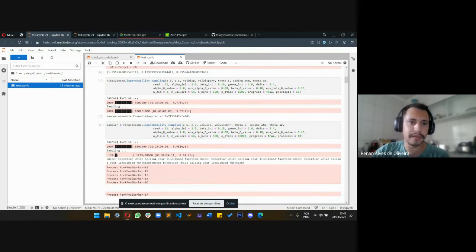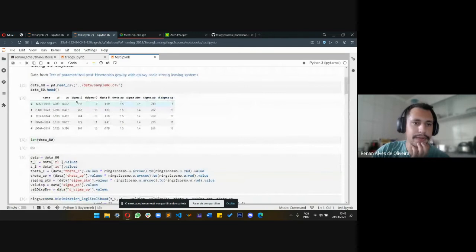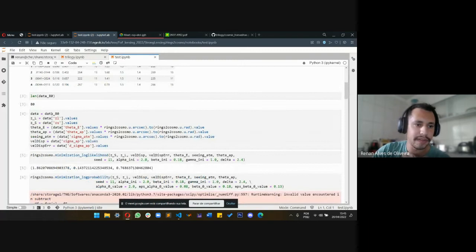Okay, so to make the test that Martin mentioned before, first we load the data, and again we use data from this paper. There are 80 strong lensing systems, and we extract the redshift of the lens, the redshift of the source, the size of the Einstein ring, the size of the aperture measured by the spectroscope for each instrument they used in this paper, the seeing, and then they measured velocity dispersions, right?